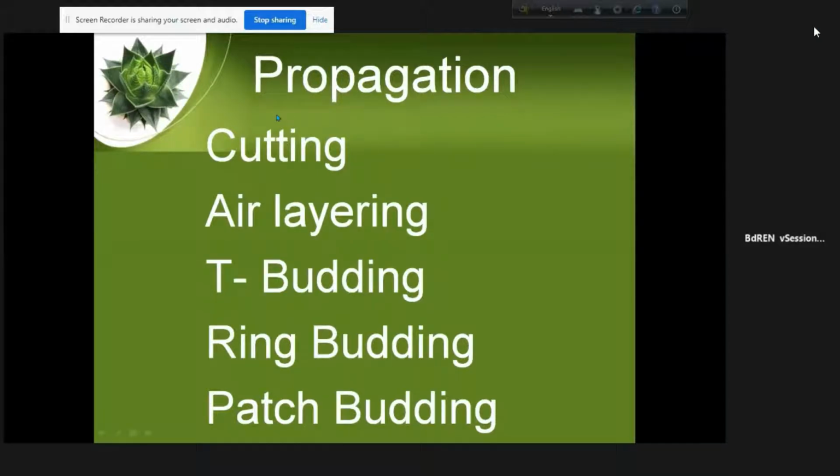So I think all of you know this. What is cutting? Sir, cutting is one kind of vegetative propagation method. Yes, vegetative propagation method. Also, layering is a vegetative propagation method. Budding is also a vegetative propagation method. But what's the difference between cutting, layering, and budding?